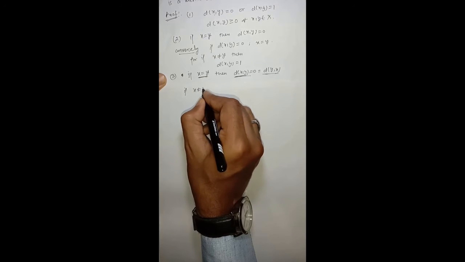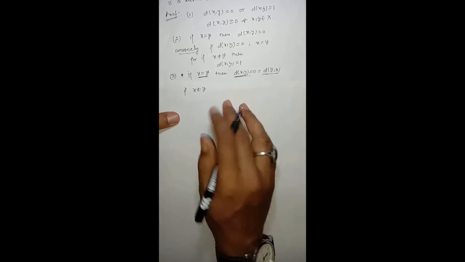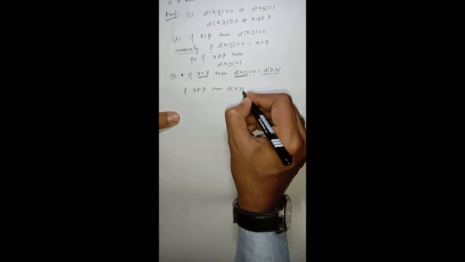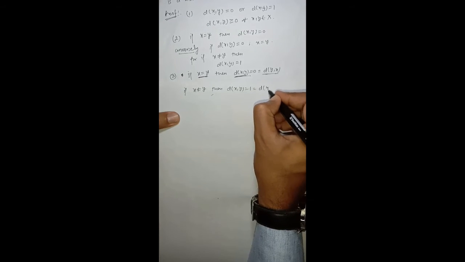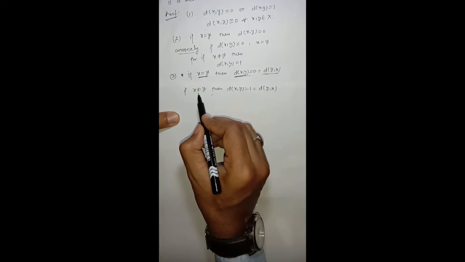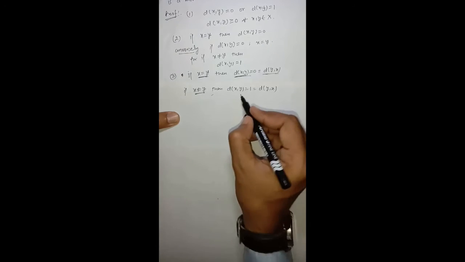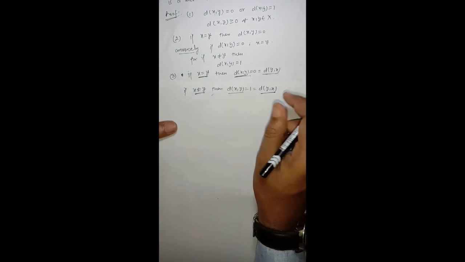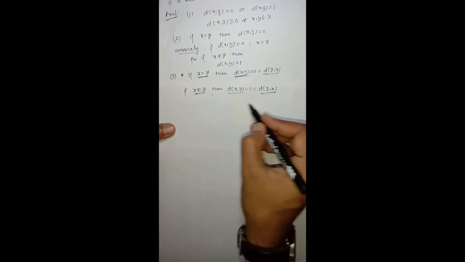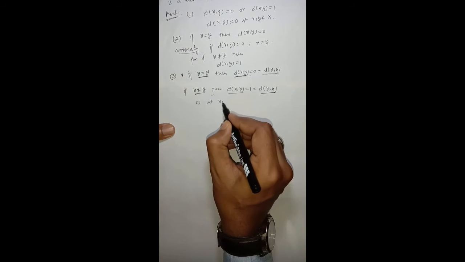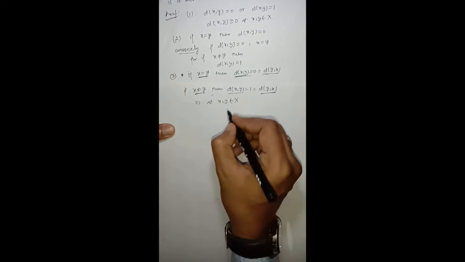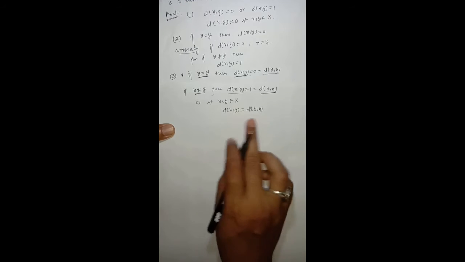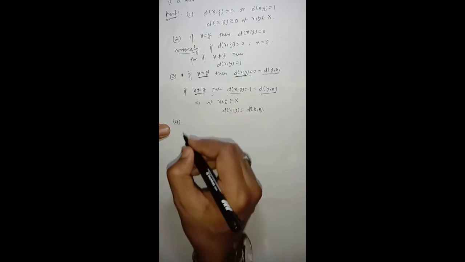If x is not equal to y, then by the definition we can say that d(x,y) is equal to 1, and this is nothing but d(y,x). So in this case, when x is not equal to y, this property again holds. So for every x, y belonging to the set X, we have d(x,y) is equal to d(y,x). The third property holds.